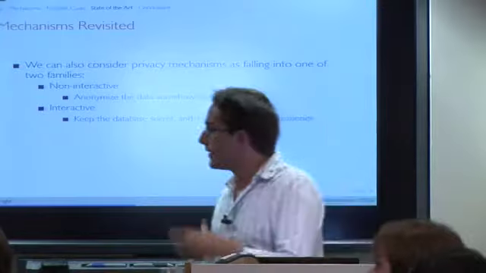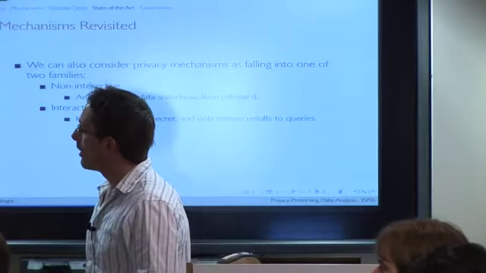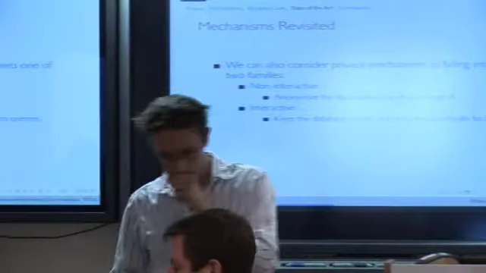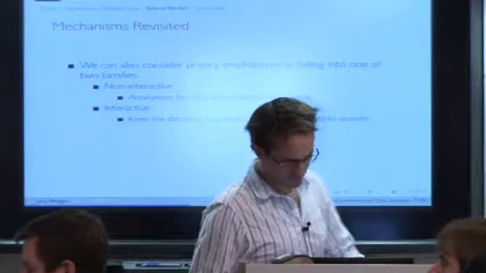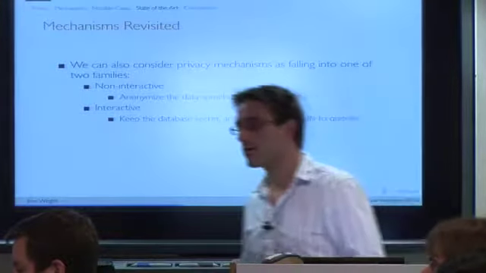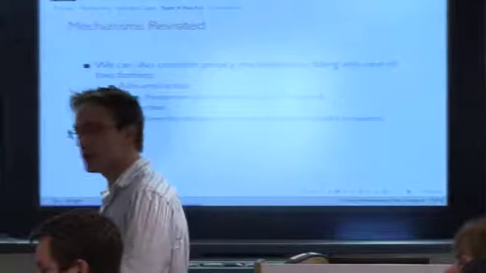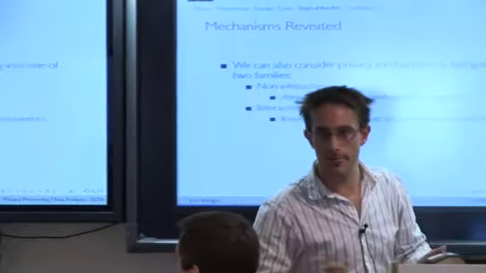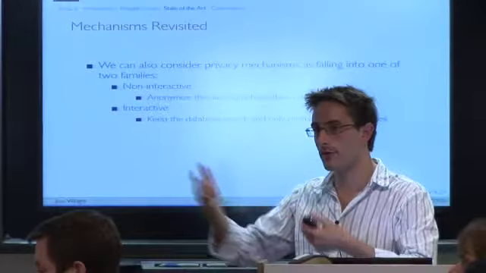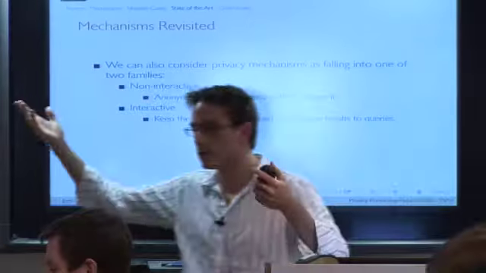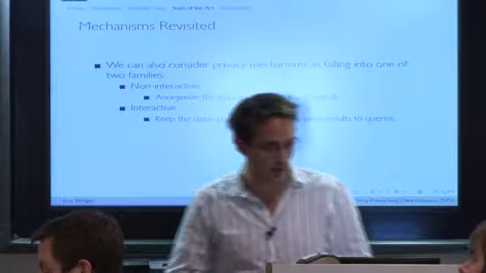Another way of looking at the mechanisms that we've seen is that we can divide them into non-interactive and interactive mechanisms. Now, the ones that we've looked at so far have been non-interactive. We've got a database, we do something to it, and then we publish it to the world. We say, look, here's the data, we've anonymized it, do with it what you will. So there's no interaction between the person that holds the data and the people who are accessing the data. You could upload it to BitTorrent, whatever, people can still use it.